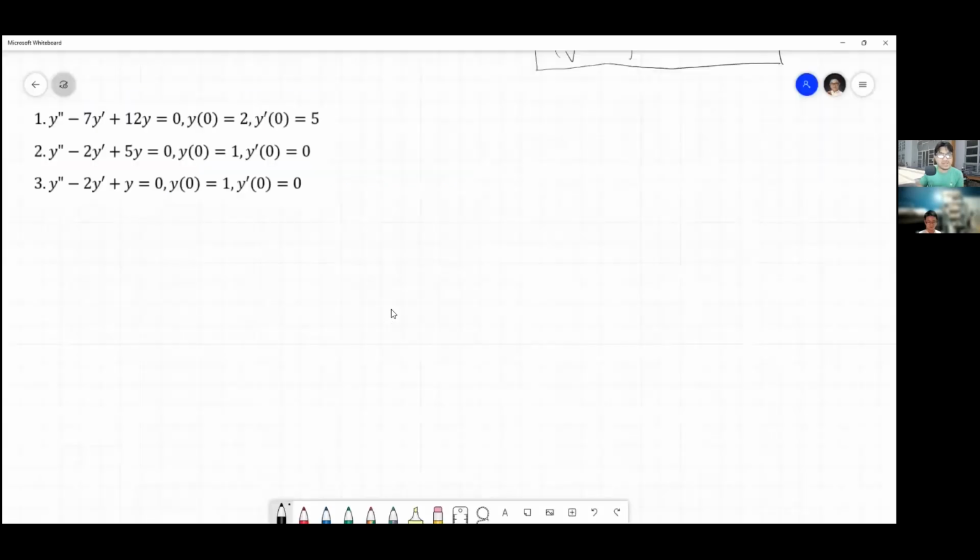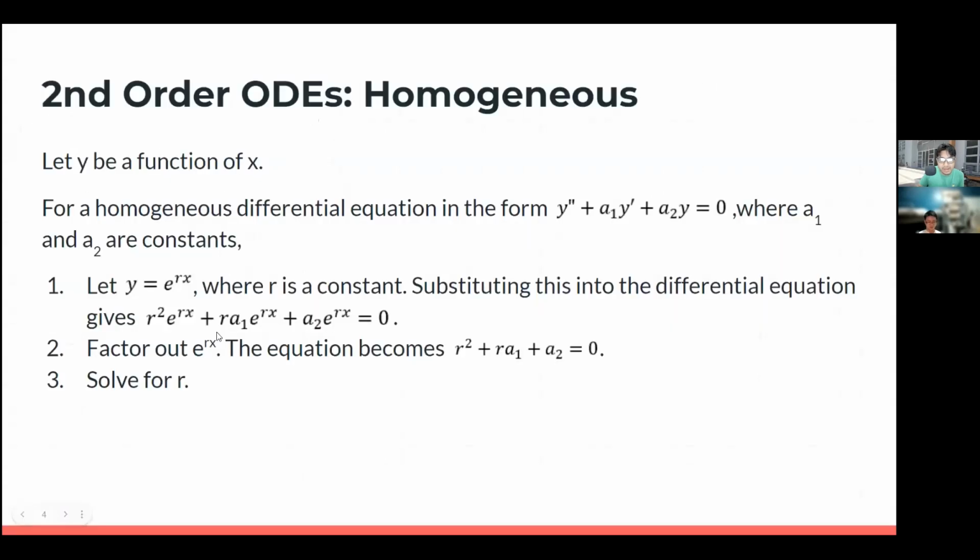Ayan. So, start tayo with number 1. So, y double prime minus 7y prime plus 12y equals 0. Y of 0 equals 2. Y prime of 0 equals 5. So, ano sabi natin dito? Meron tayong natawag na characteristic equation. Ito yung ating characteristic equation.